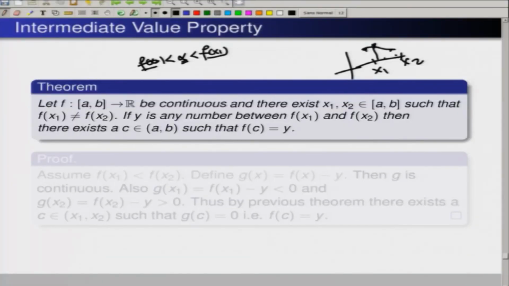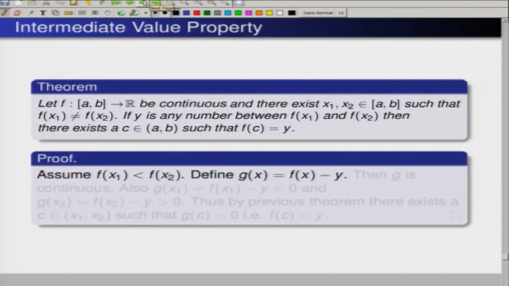So, what it says is that for any number you take between f of x 1 and f of x 2, there is a pre-image, there is a c such that f of c is going to be equal to that number y. So, if we assume the previous theorem, then let us say that f of x 1 is strictly less than f of x 2. Now, define g of x equal to f of x minus y, given that y lies between f of x 1 and f of x 2.